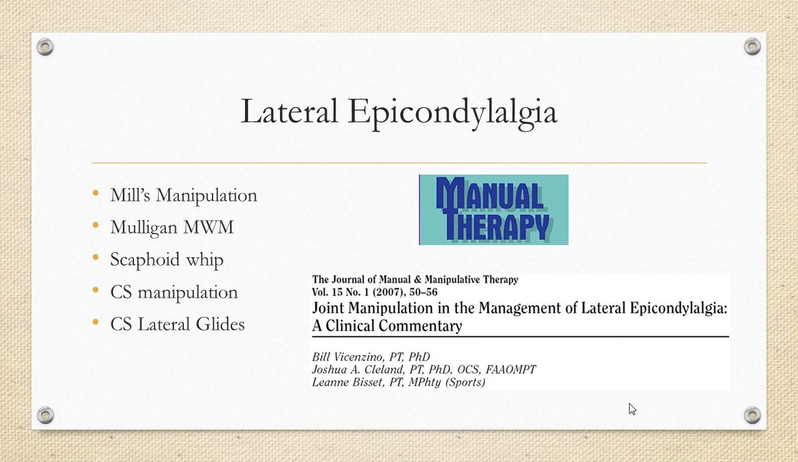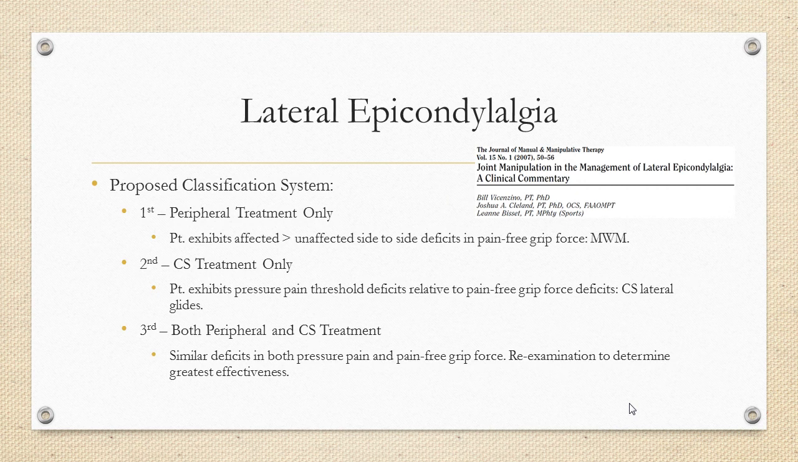Now, one of the other components that they looked at was a proposed classification system, and as described, it is basically in its infancy. But they proposed 3 different classifications for lateral epicondylgia and treatment approaches. The first classification were patients that were likely to respond to peripheral treatment, so that would be to the elbow or the wrist. They exhibited greater affected versus unaffected side-to-side deficits in pain-free grip, and the recommended treatment approach was the Mulligan mobilization with movement. In the second classification group, these are patients that they felt were likely to respond to the cervical spine lateral glide. They had the patients presenting with greater pressure pain threshold relative to their pain-free grip force. The manipulative treatments to the cervical spine, primarily the lateral glide, would be the treatment of choice.